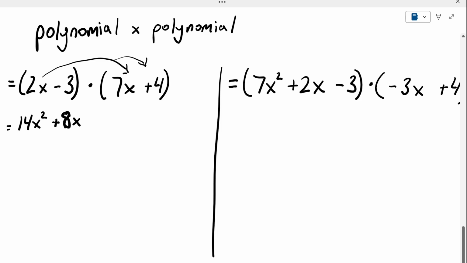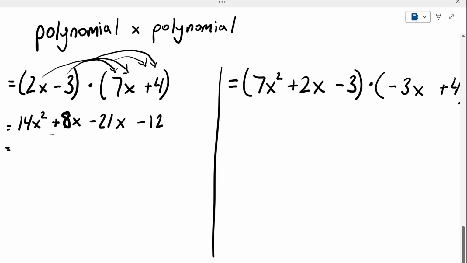And now we do the same thing with the next term in the first bracket. We have a negative 3, so our first step is to do negative 3 times 7x. That is negative 21x. And the same thing again. We have to do negative 3 times 4. That's negative 12.